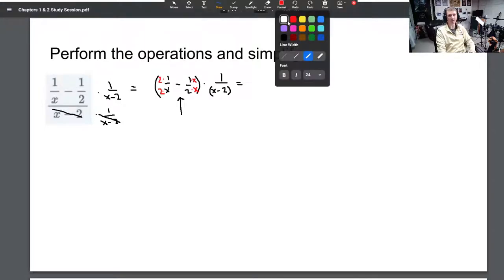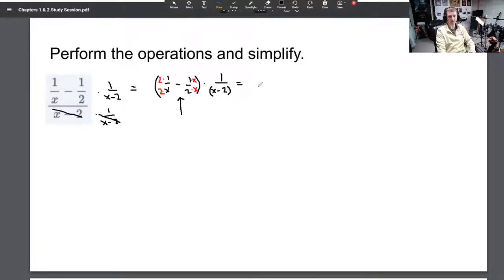That way both fractions have the denominator 2x. Okay, so we've got 2 over 2x minus x over 2x. So we can combine them into one fraction now. We take the top minus the top, all divided by the bottom 2x. And then we're multiplying that by 1 over x minus 2.